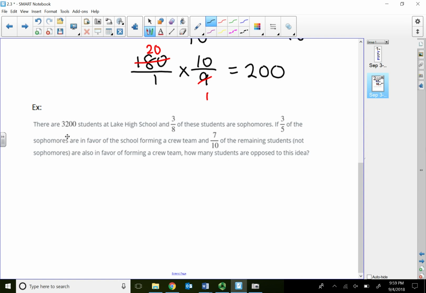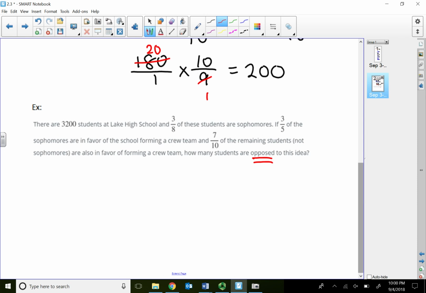If 3/5 of the sophomores, oh Lord. Okay, 3/8 of the total is sophomores. If 3/5 of the sophomores are in favor of forming a crew team, and 7/10 of the remaining students, not the sophomores, are also in favor of forming a crew team, how many students are opposed to this idea? Oh gosh, that's a lot of things going on.